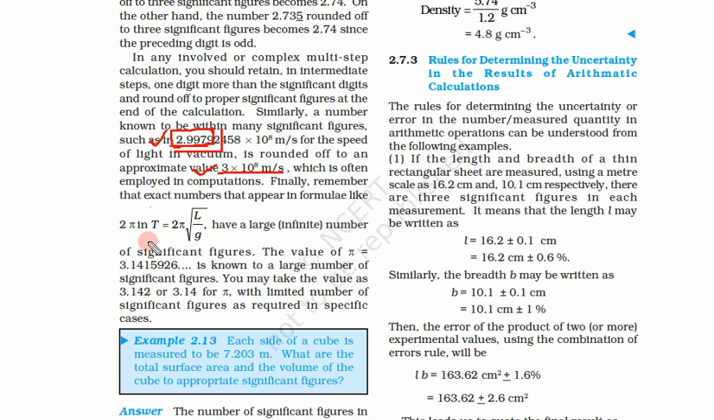Again, if we have a formula like T equals 2 pi under root L by g, this 2 has infinite significant figures because it is a formula number. And the value of pi is also known to a large number of significant figures, because we know the true value of pi up to a large number of digits. So we can choose the value of pi according to our needs, like 3.142, 3.14, or 3.1415. That is completely up to us, so we choose according to our needs.